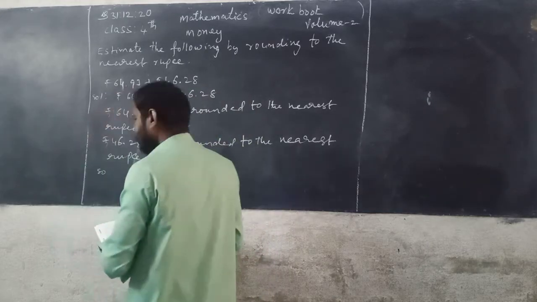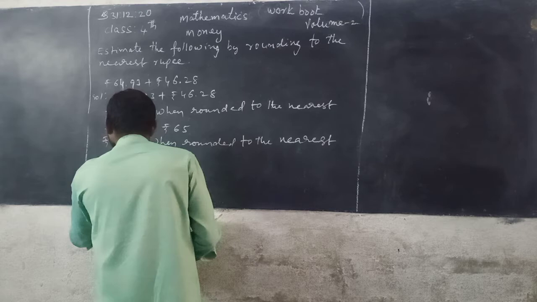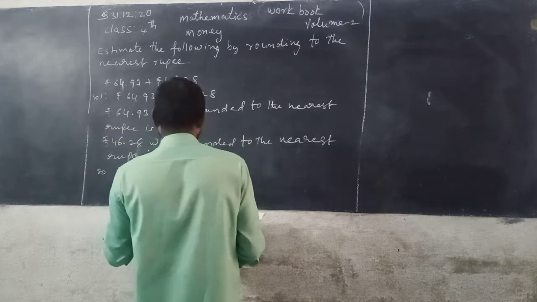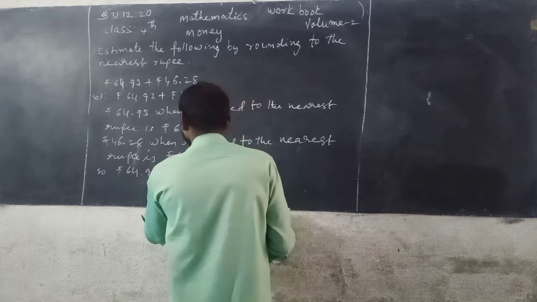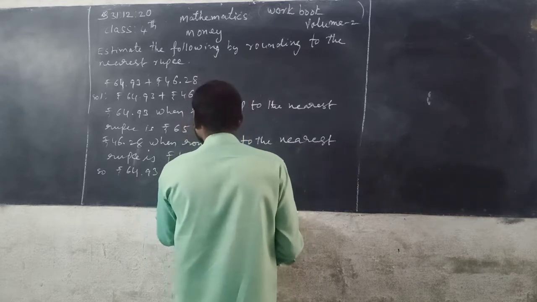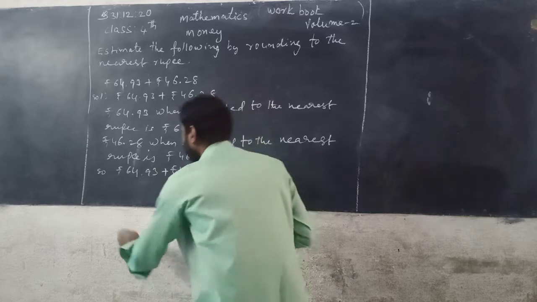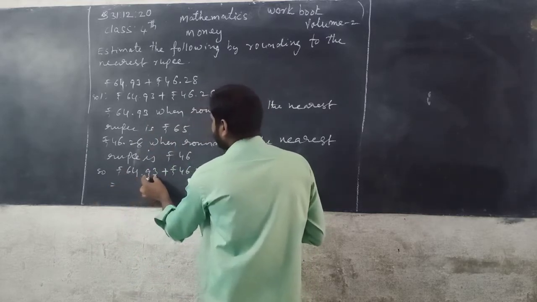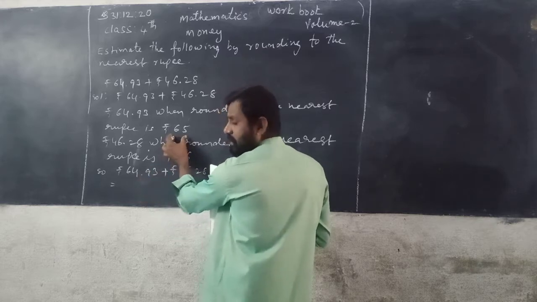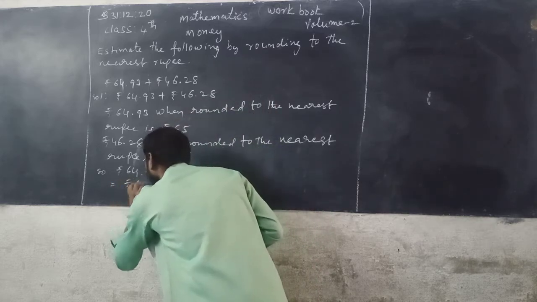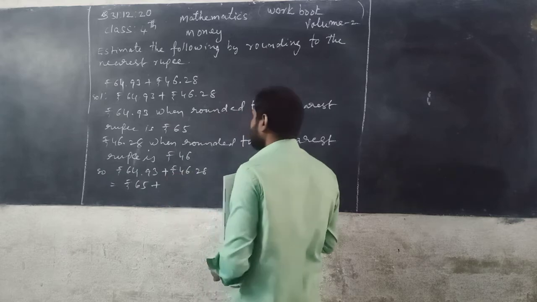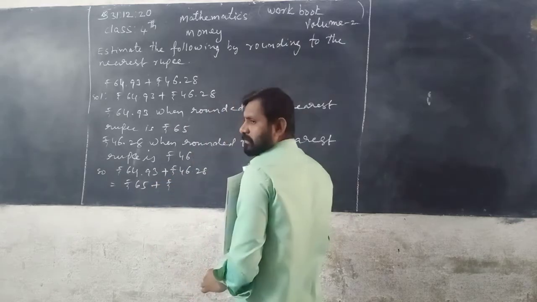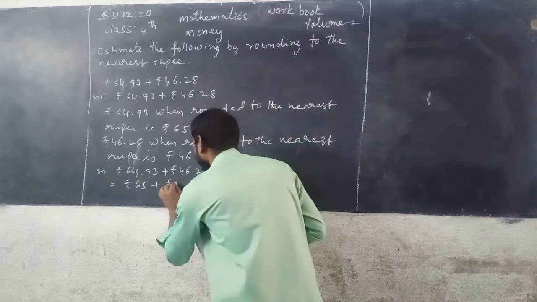So look at the blackboard. 64 rupees 93 paise plus 46 rupees 28 paise. Look at the blackboard. That is equal to 64 rupees 93 paise rounded to the nearest rupee, that is 65 rupees. Write down. Plus 46 rupees 28 paise, that is nearer to 46 rupees. Then add it.